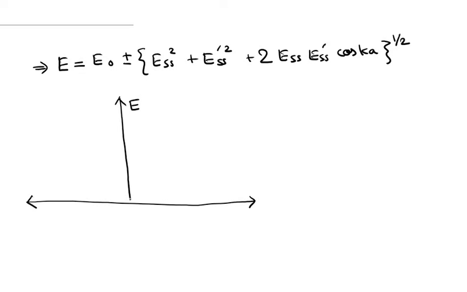So this is the E versus K diagram, and this point is K equal to 0. For this plus sign over here, the energy actually decreases as one moves away from the K equal to 0 point, somewhat like this. And for this minus sign over here, the energy actually increases as one moves away from this K equal to 0 point. Okay, so we have two bands as the solution.